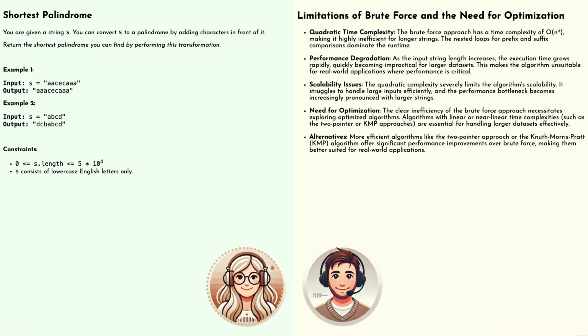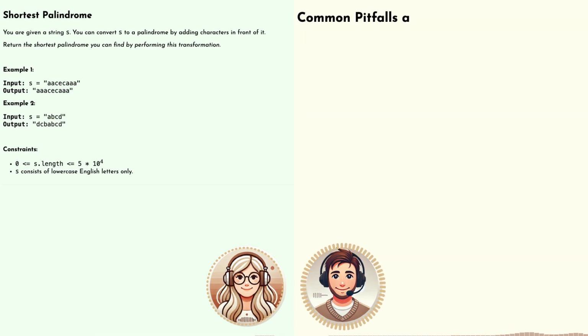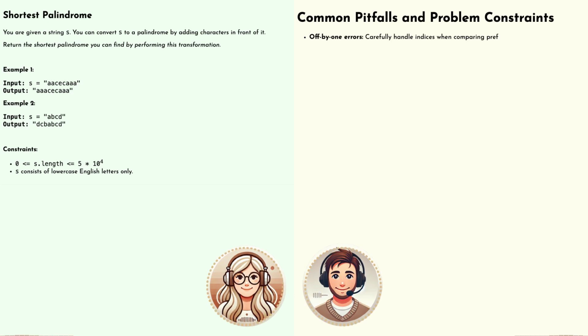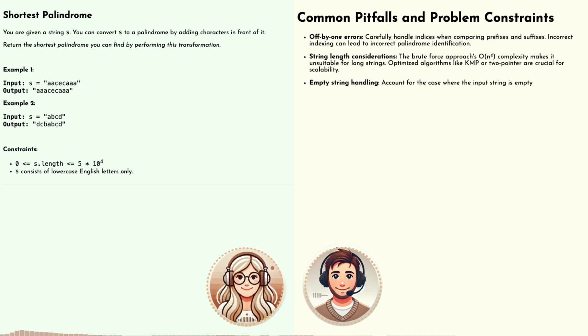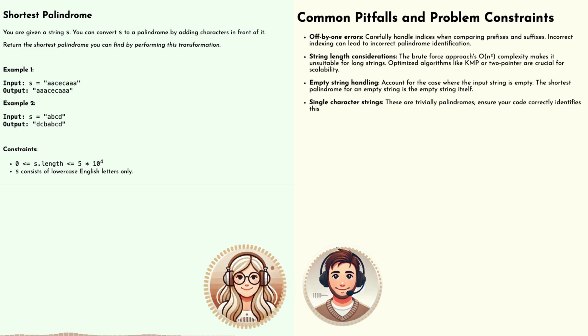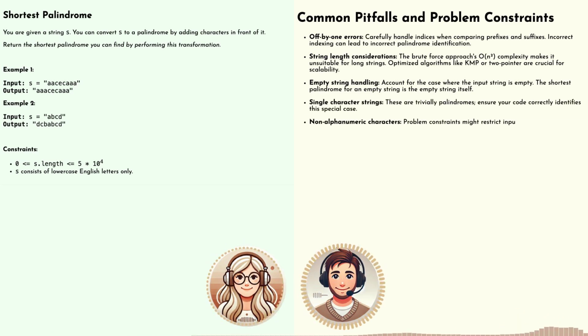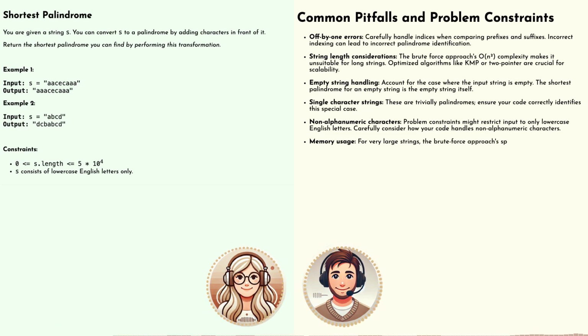That makes sense. So before we explore more efficient methods, are there any common pitfalls people might encounter with this brute force approach, or any questions they might have about the problem itself? Absolutely. One common mistake is not correctly identifying the longest palindromic prefix. You need to make sure you keep checking prefixes until you find the absolute longest one to guarantee you're creating the shortest possible palindrome. That's a good point. It's easy to stop prematurely and end up with a longer palindrome than necessary. Any other gotchas to watch out for?